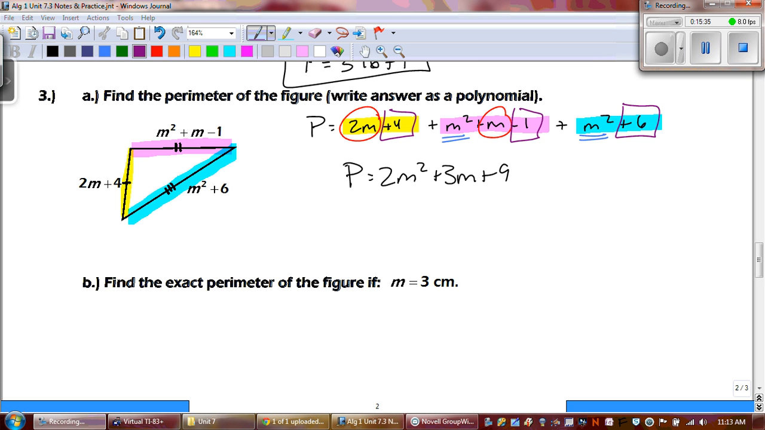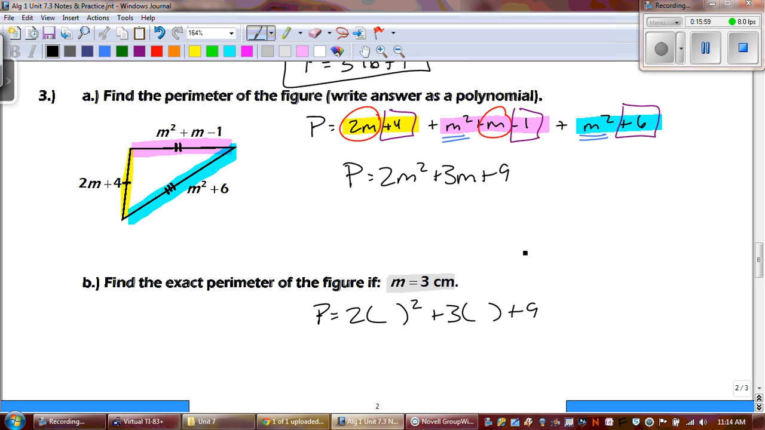Okay, so you can kind of see everything that we got together. We got 2m squared plus 3m plus 9. In the last part, we want to find the exact perimeter when m equals 3. So all we have to do is plug in and say that m equals 3.